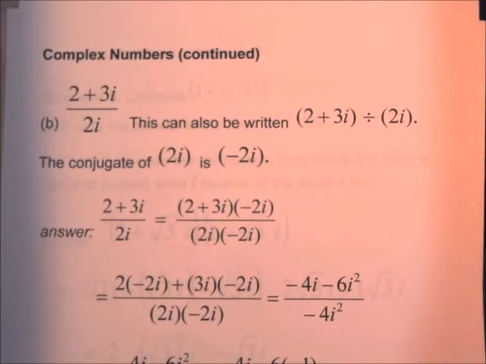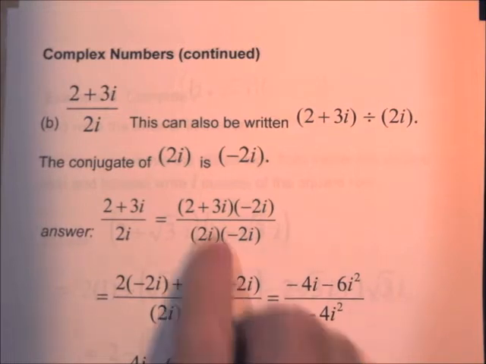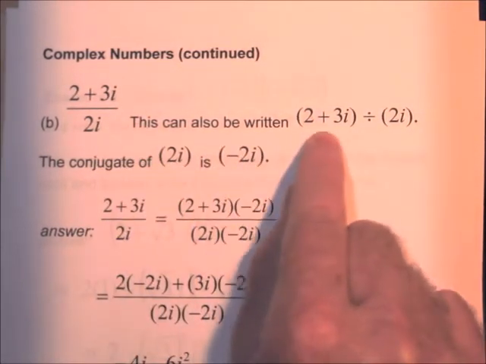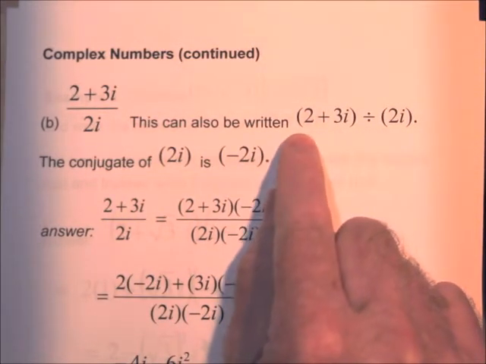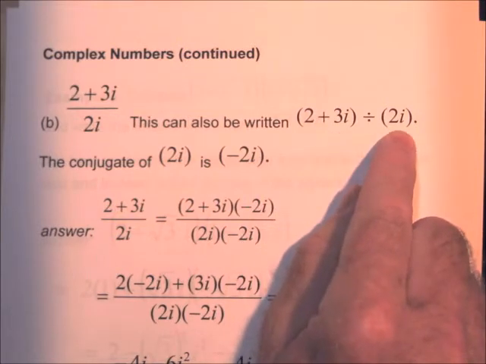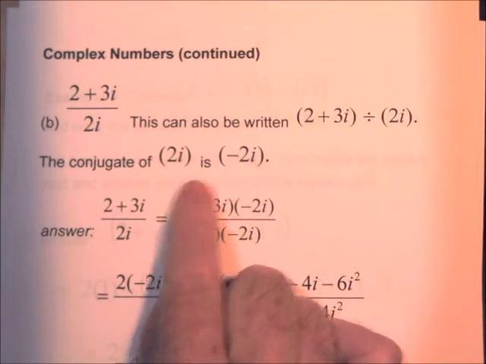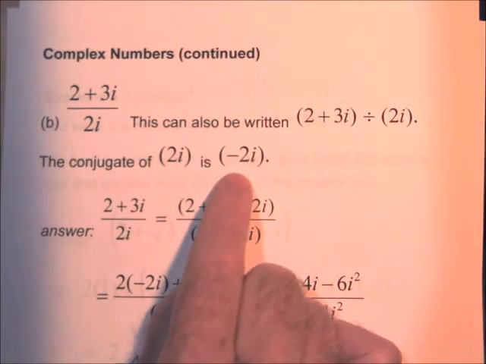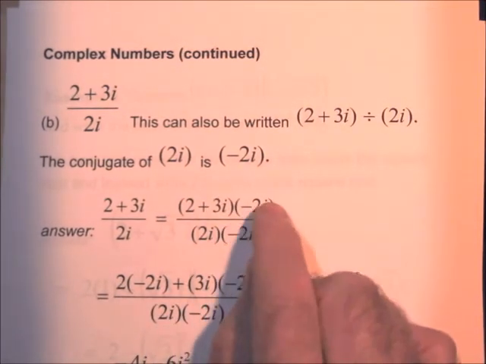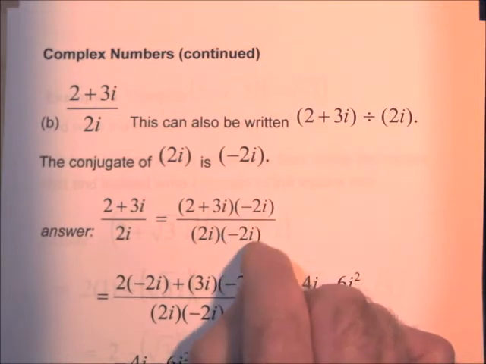Okay, (2 + 3i) over 2i. Another fraction that can also be written with division: the quantity 2 plus 3i divided by 2i. The conjugate of 2i is negative 2i. This has the same real part, but the imaginary part has the opposite sign. So again, we want to multiply top and bottom by the conjugate of the denominator.